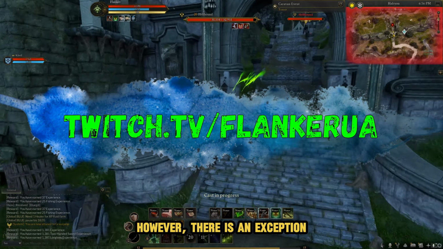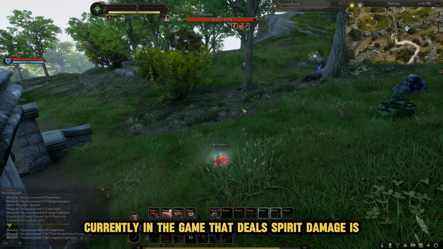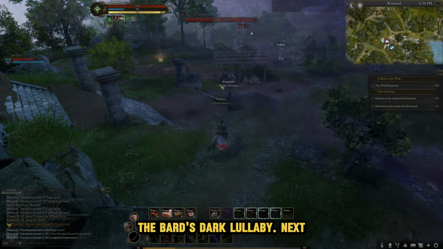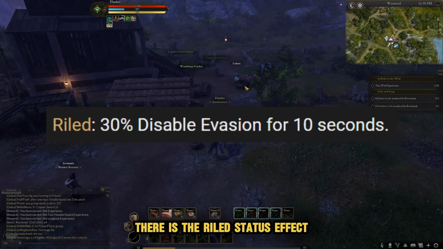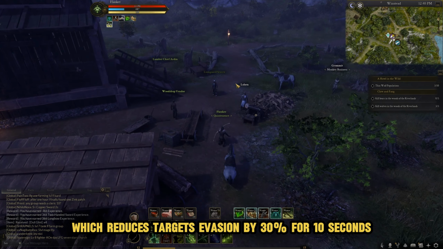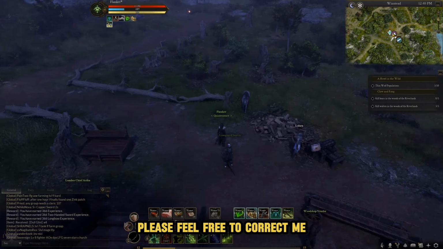However, there is an exception. Spirit damage doesn't wake a sleeping target. The only skill currently in the game that deals spirit damage is the Bard's Dark Lullaby. Next, there is the Riled status effect, which reduces target's evasion by 30% for 10 seconds. At least that's how I understand it, and if I'm wrong by any chance, please feel free to correct me.